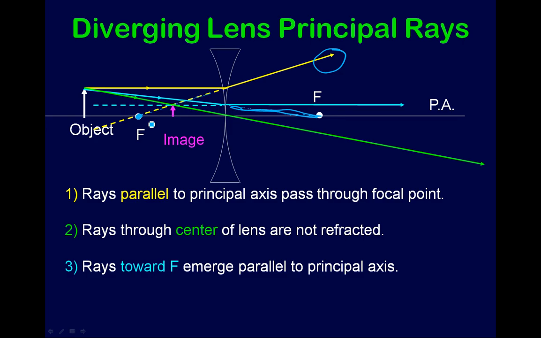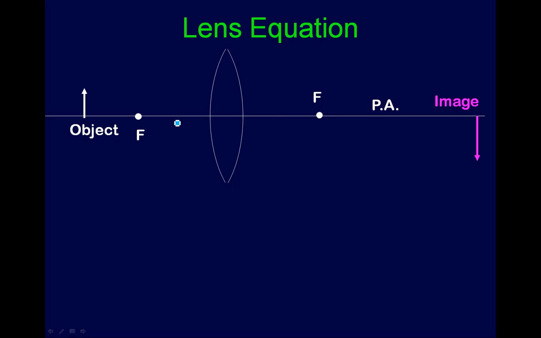Definitely harder. In this case, your image is right here. This is where the three rays come together. Again, we only need two, but it's nice to have a third. This image is virtual. The light really doesn't come together there. You have to backtrack it to get it there. It's upright and it's reduced.